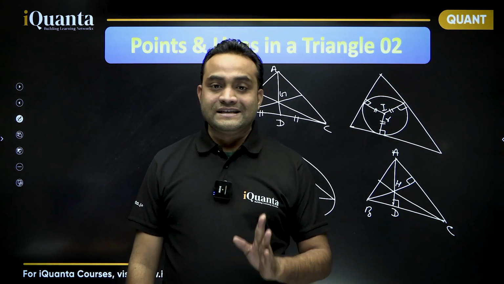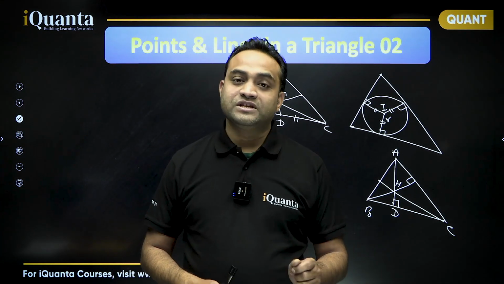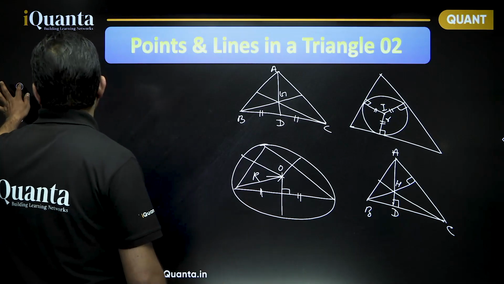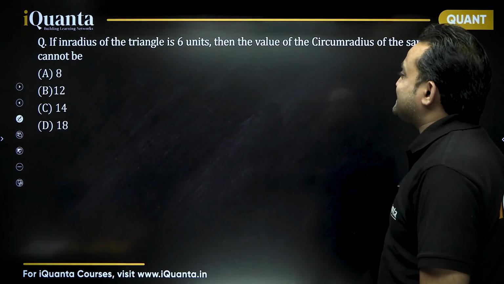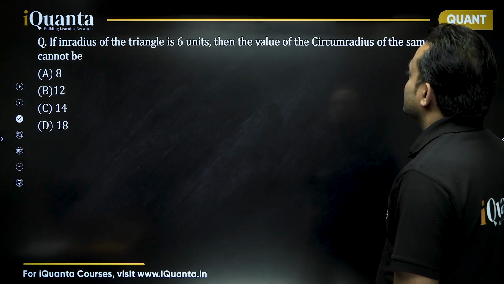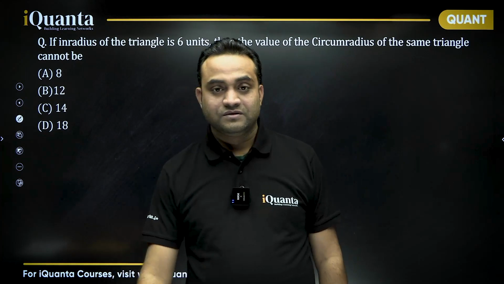Now, in this session, we are going to discuss a few important questions based on these concepts. First question, it says if the inradius of the triangle is 6 units, then the value of the circumradius of the same triangle cannot be.